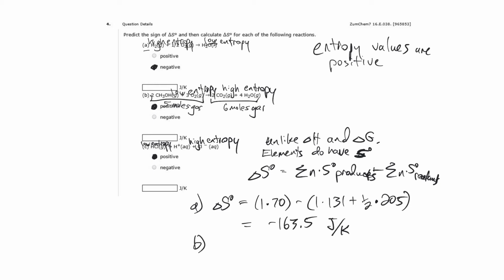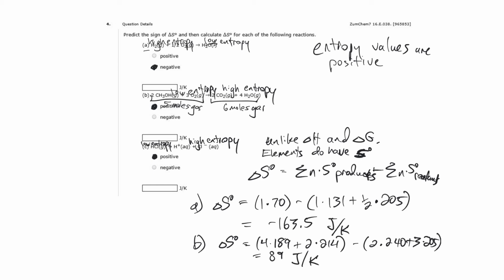Question B. Four times gaseous water's entropy, 189, plus 2 times carbon dioxide's of 214, minus the quantity 2 times methanol's, which is 240, plus 3 times oxygen's of 205. When you crunch the numbers, this one works out to be a positive 89 joules per degree Kelvin.